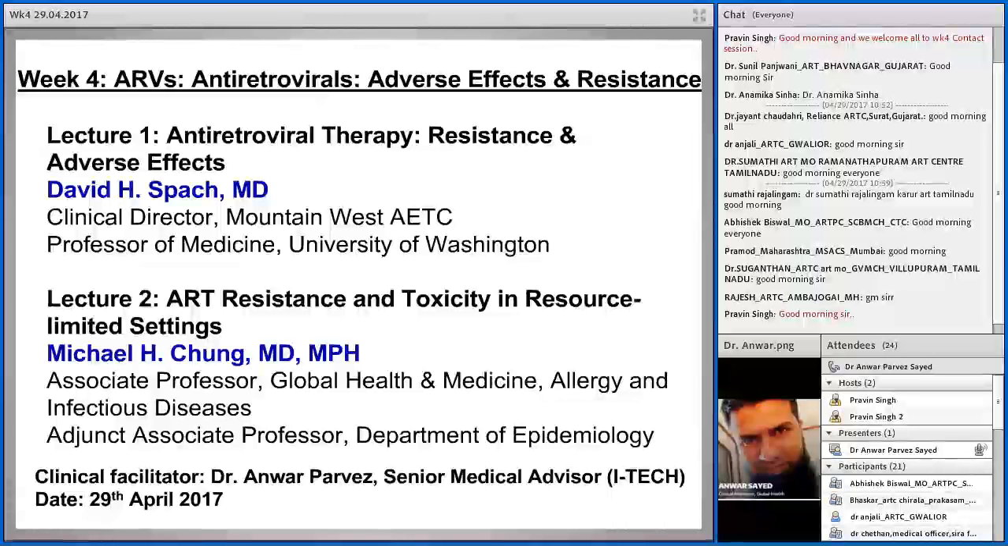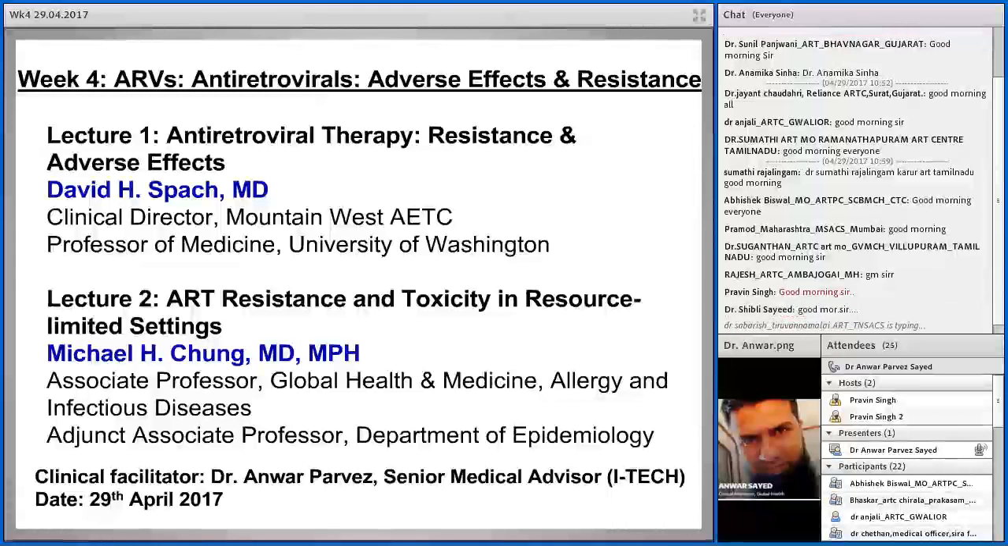So the plan, like every time we do, is to review these two lectures and just to reiterate some of the areas which were touched upon by the UW faculty, and again talk about what is the present scenario in India and also what NACO guideline says about all these topics.